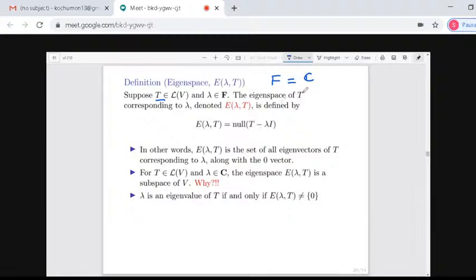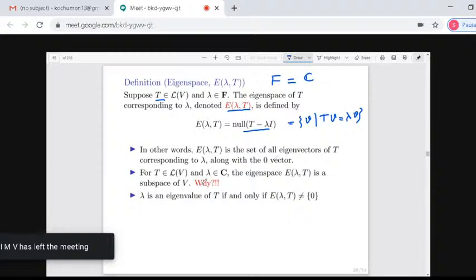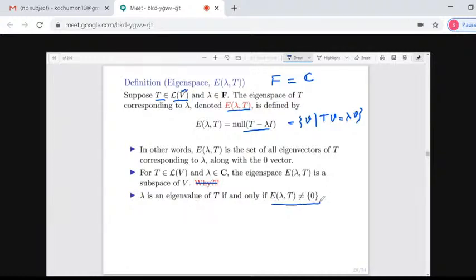The eigenspace of T corresponding to lambda, denoted by E lambda T, is defined as the null space of T minus lambda I. That means the set of all V such that TV is equal to lambda V, isn't it? This is our null space. And this is a subspace, obviously. I don't have to ask you why, because we are living inside this V only. Lambda is an eigenvalue of T if and only if E lambda T, this null space, is a non-zero space. If it is a zero space, then of course it is not an eigenvalue.